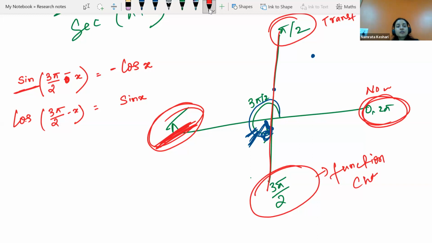Okay, cos of 3 pi by 2 minus x, function change. Now 3 pi by 2 minus x is lying in the third quadrant. In the third quadrant, is this cos positive or negative?